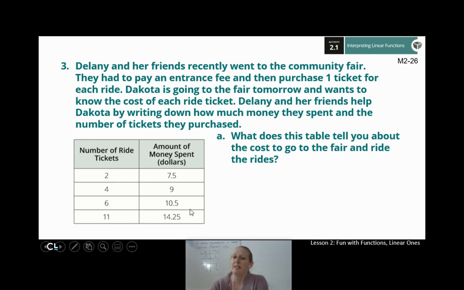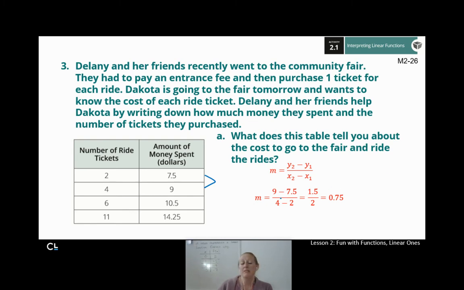So I started off by finding the slope, right? First thing. And again, you can pick any 2 points you like. Just because I'm lazy, I'm picking the top 2 points. Feels easiest. So I'll subtract my y's on top, 9 minus 7.5. Subtract my x's on the bottom, 4 minus 2. So again, use my trusty calculator. 9 minus 7.5 is 1.5. 4 minus 2 is 2. And if I divide, I get 1.5 divided by 2, which is 0.75. So it looks like ride tickets cost 75 cents each.